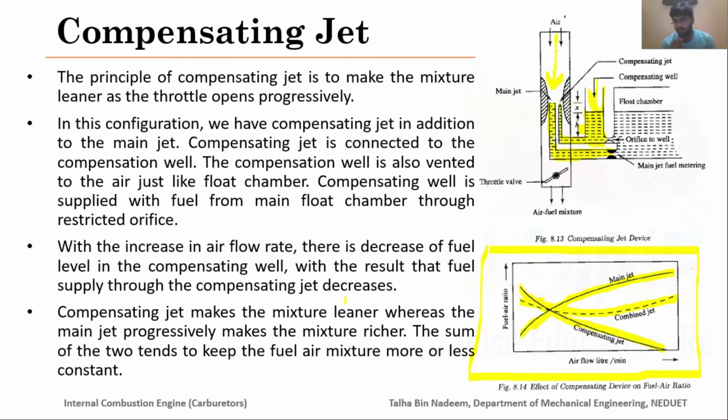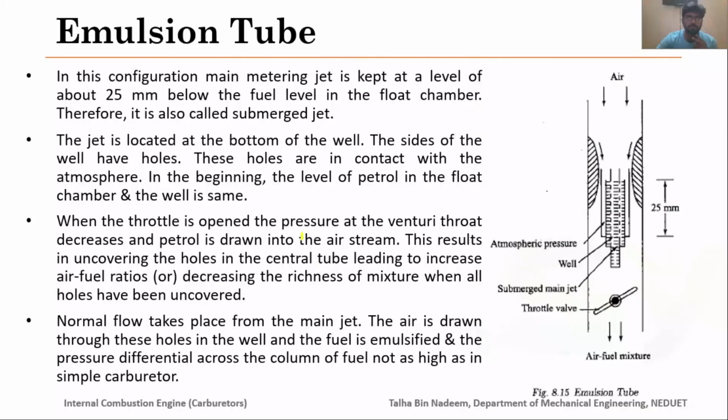We can conclude on the compensating jet by saying that its purpose is to provide more or less the same air-fuel mixture for the different loads or for the different throttle valve openings. Okay, next one is the emulsion tube.